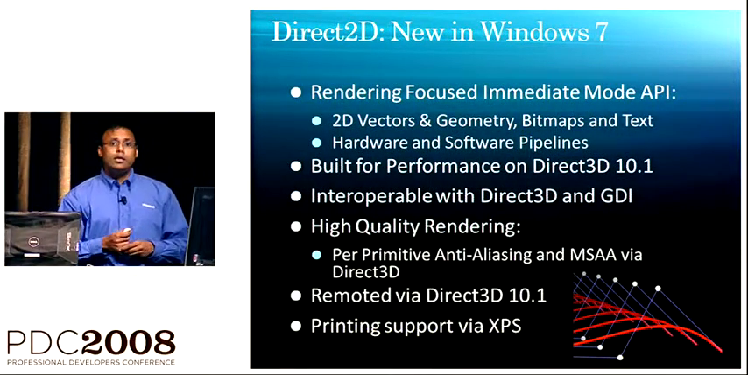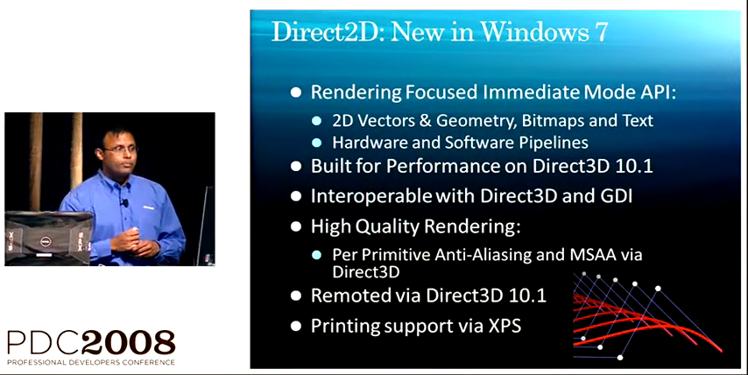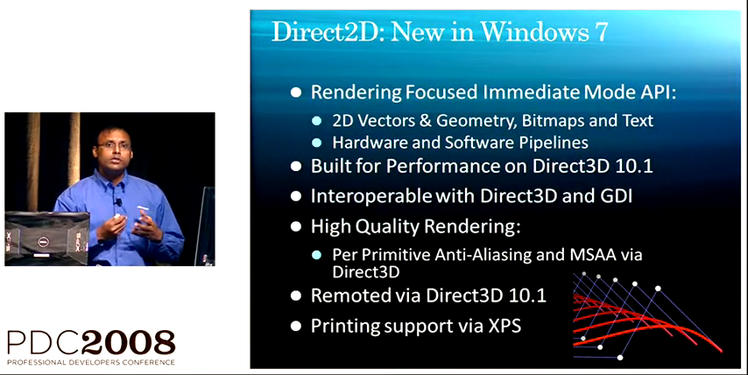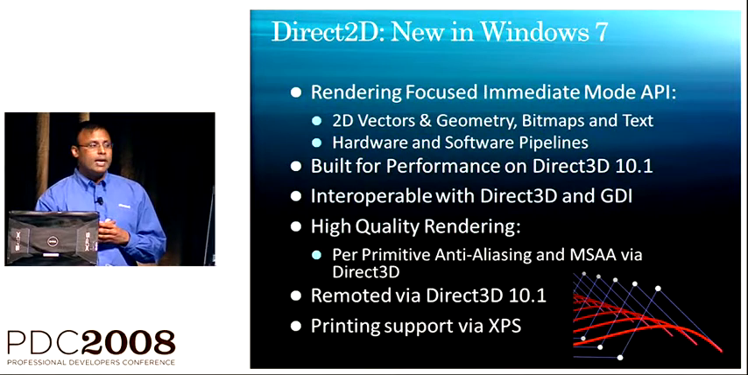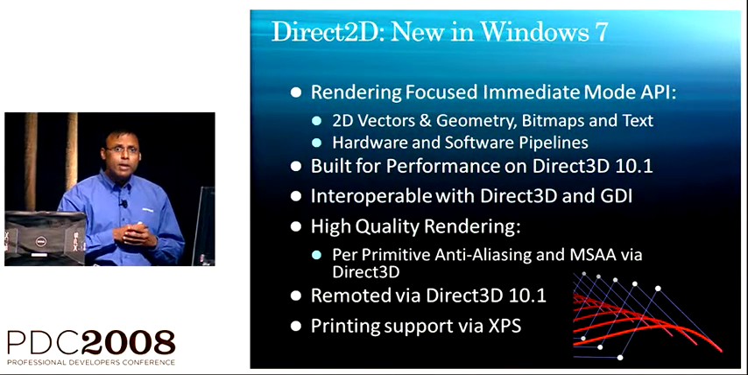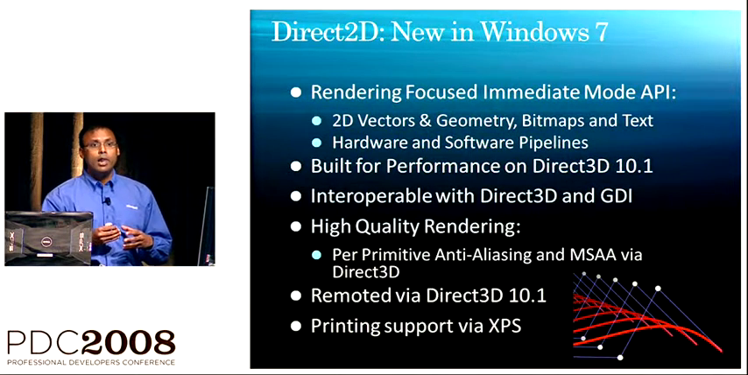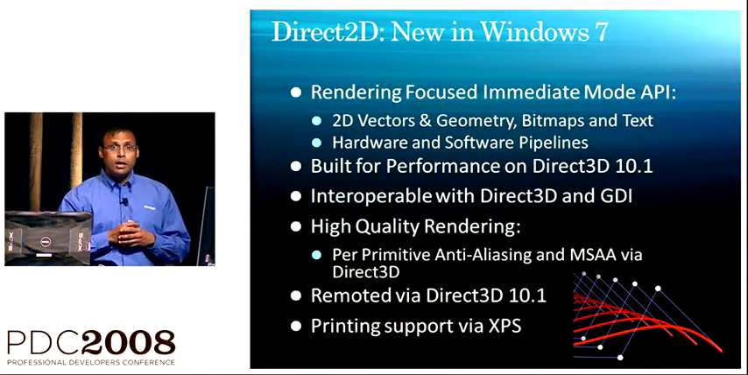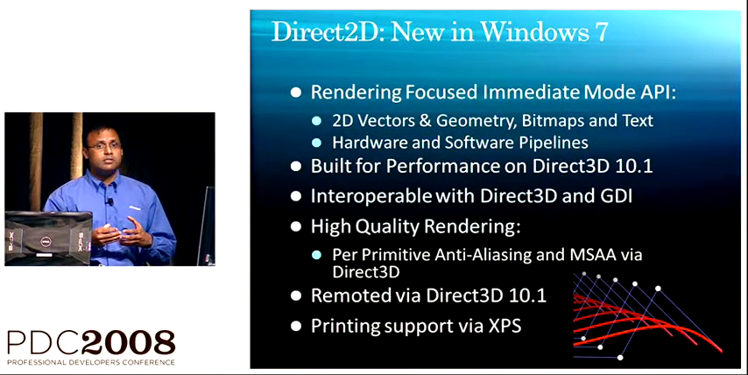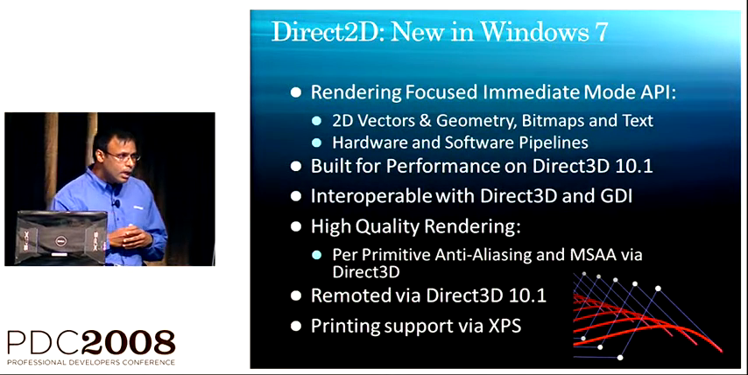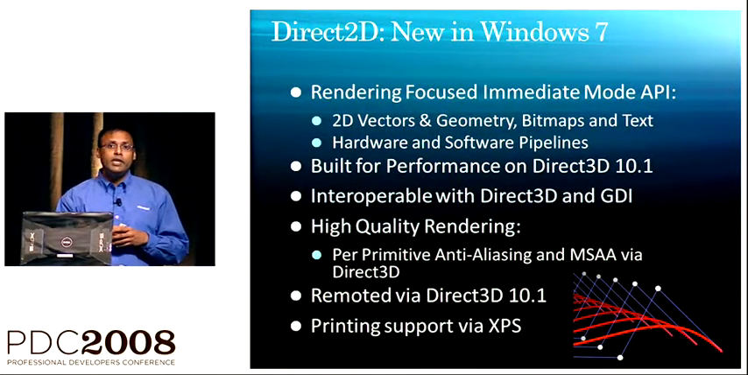So Direct2D is brand new in Windows 7. It is a rendering-focused immediate mode API, and you use it to render 2D bitmaps and text. It has a hardware pipeline for performance, and it has a full software pipeline for availability. In fact, the software pipeline is also very performant. And the good thing about that is you can use it anywhere, even when there is no GPU or inside a service. Since it is built on top of Direct3D 10.1, it has a number of benefits.